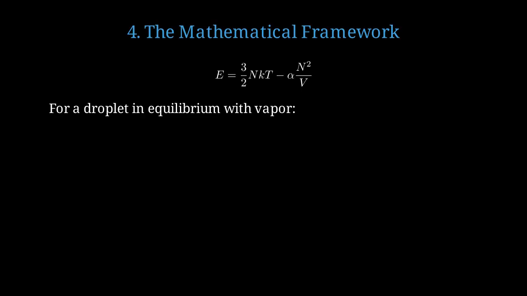Let's work through the mathematics to understand this precisely. The total energy is 3/2 nkT minus alpha n squared over V, where alpha represents the interaction strength. For a droplet in equilibrium with its own vapor, we need to consider the chemical potential. The chemical potential of molecules in the droplet must equal the chemical potential in the vapor phase. The chemical potential is the derivative of energy with respect to the number of particles. Taking the derivative, we get 3/2 kT minus 2 alpha n over V.